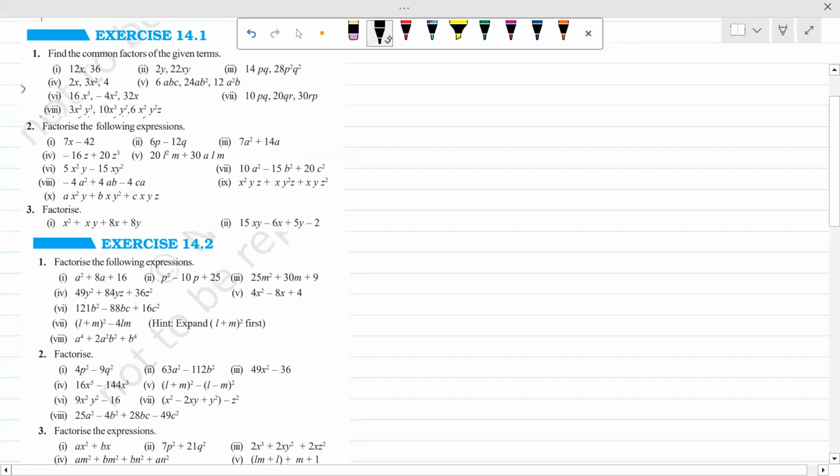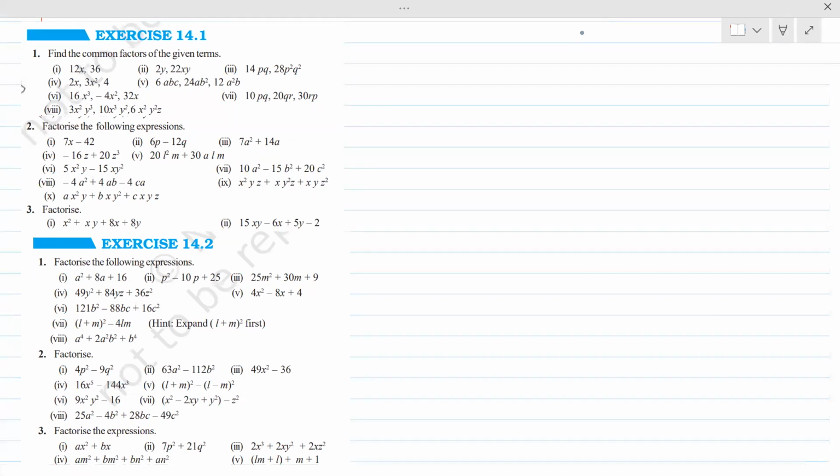Okay. So let's start with the very first question of exercise 14.1, which says find the common factor of the given terms. Common factors means, now these are the variables as well. Answer 1, A part: 12x and 36x. So we will write the factors of 12x.